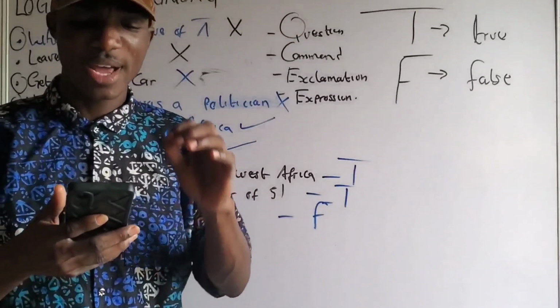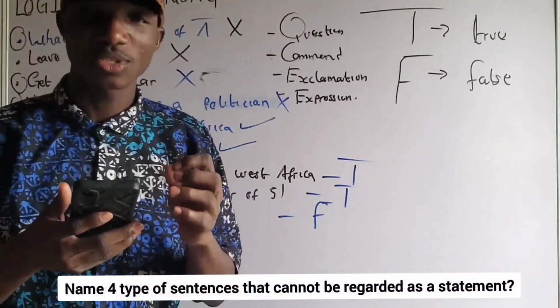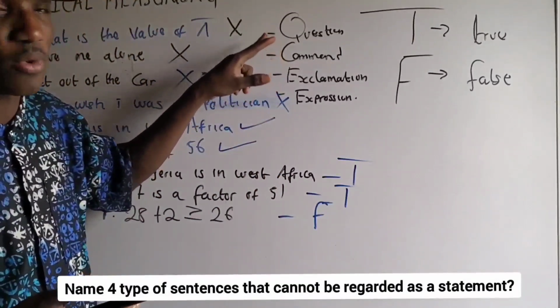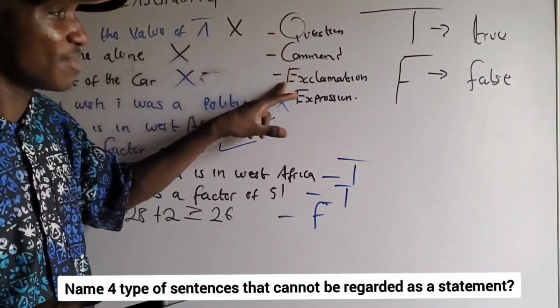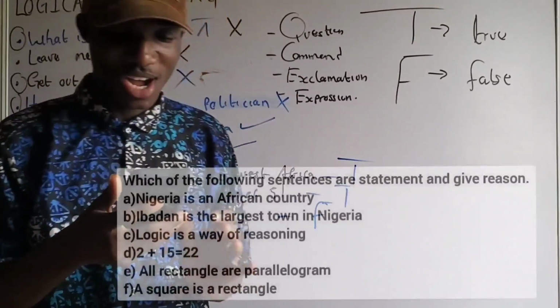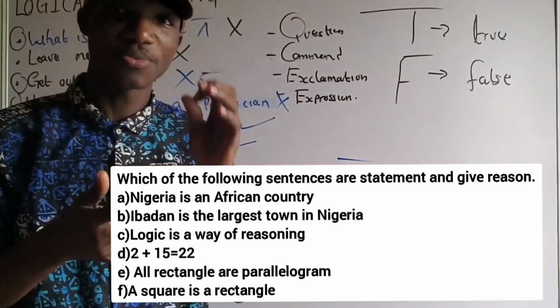Are you getting it? So another question is this: name 4 types of sentences that are not statements. Well, we have question, statement that comes in the form of a question, command, exclamation, and expression. That is the answer to that question. Okay. Now, which of the following sentences are statements and give reasons?